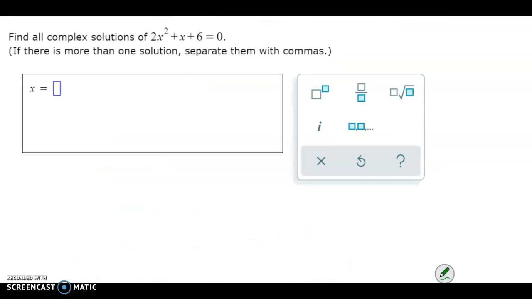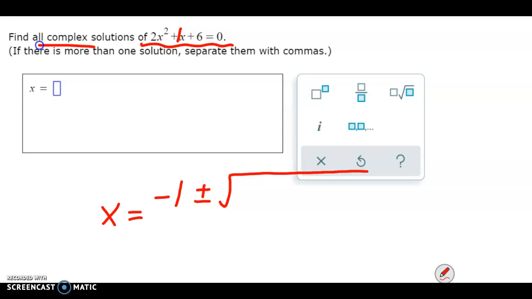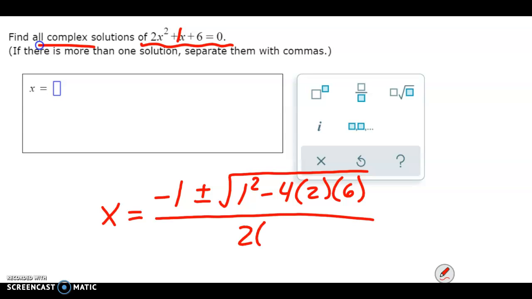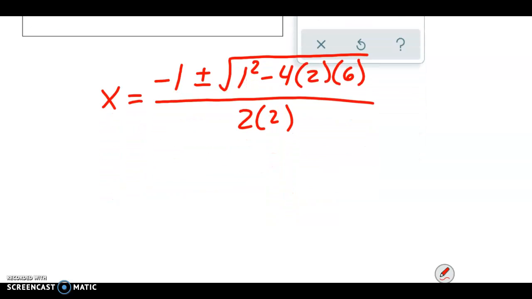Okay. Next one. So what we're going to find out here, we've got some complex solutions. That's a little hint. So we're already in standard form, so we can go ahead and put that into our equation. So x equals the opposite of b. So b is 1 right now, so the opposite of b would be negative 1 plus or minus the square root of, so b squared is 1 squared, minus 4 times 2 times 6. And that is all over 2 times 2. All right, so that is my quadratic formula right now.